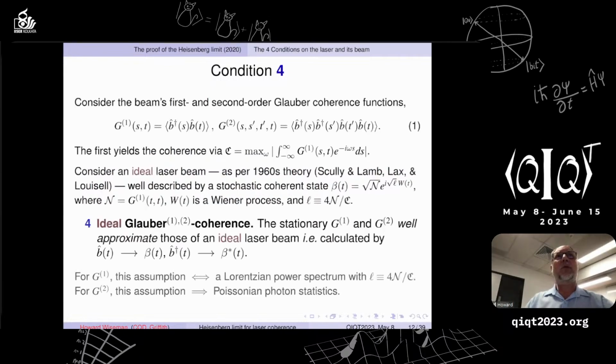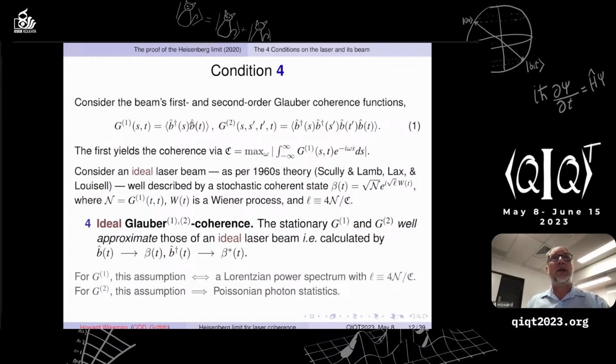Finally, condition 4 is another fairly complicated one, and I won't go through all of the mathematics to describe this. But before we get to the condition, we need the concept of Glauber coherence functions. I'm hoping most people have heard of that. For historical reasons, the first order Glauber coherence function is a 2-point correlation function in this one-dimensional beam. And the second order Glauber coherence function is a 4-point correlation function in the beam. You'll note that they're defined with an equal number of B daggers and Bs, which means that these things don't depend on any absolute phase of the beam.